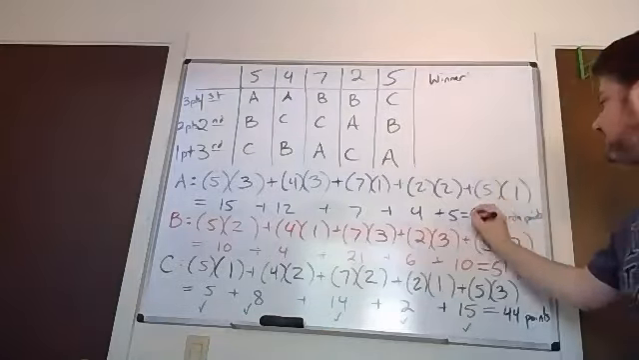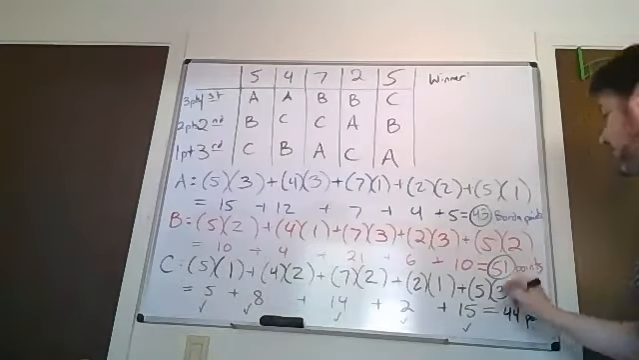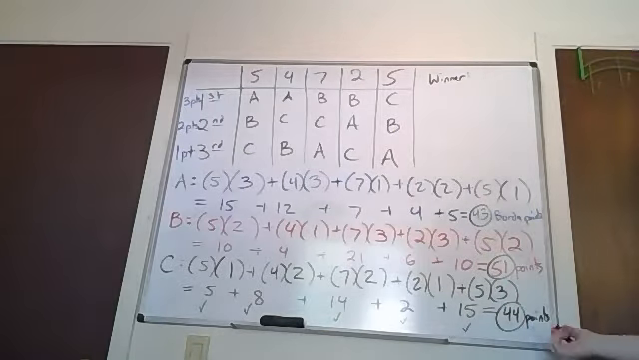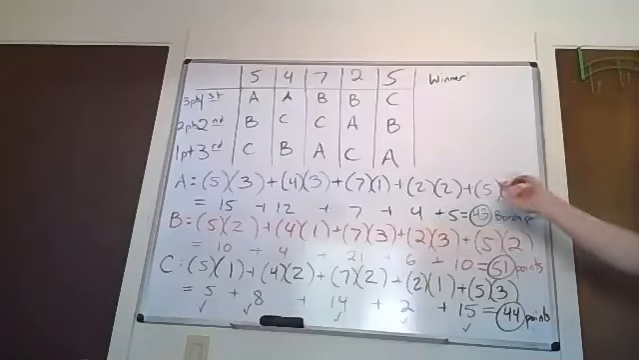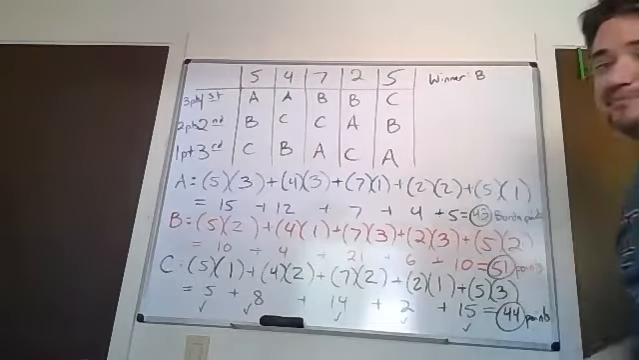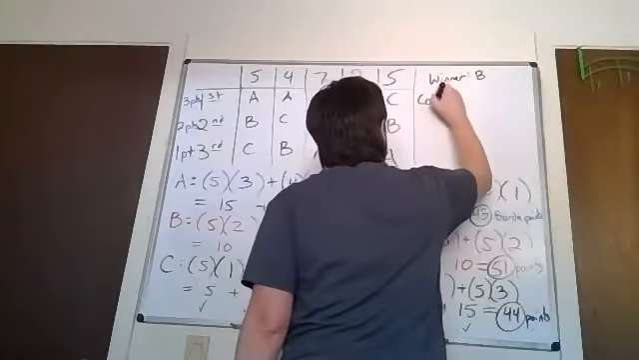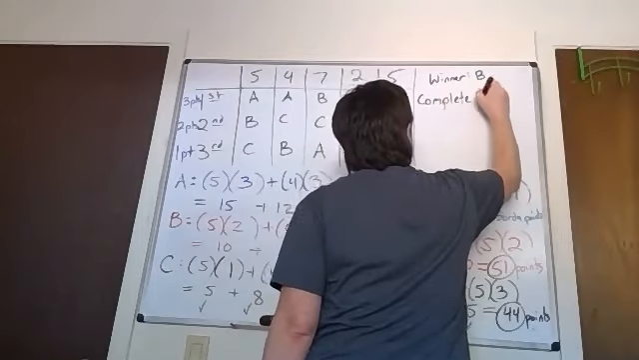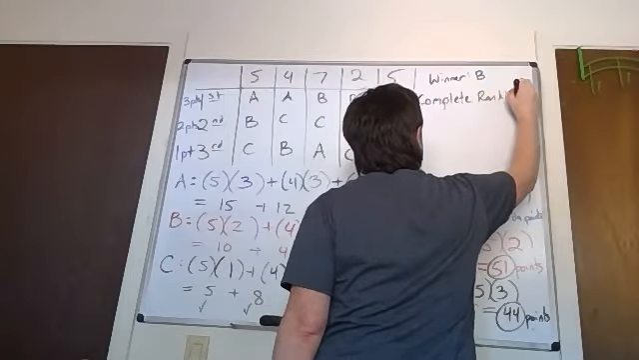is, what do we have? 43 for A, 51 for B, and 44 for C. So 51 is the highest number there. So B is our winner. Okay? A complete ranking sort of from best to worst.